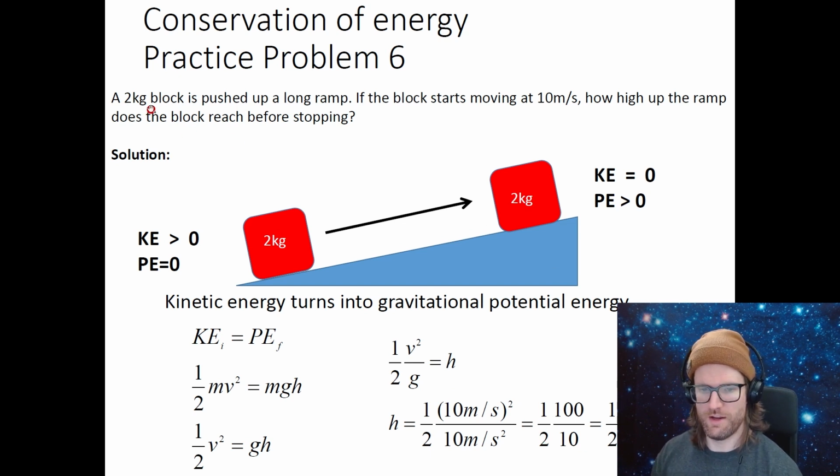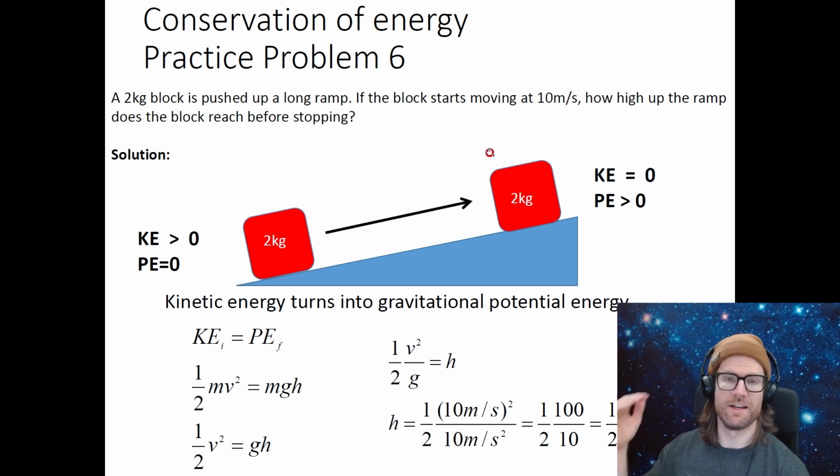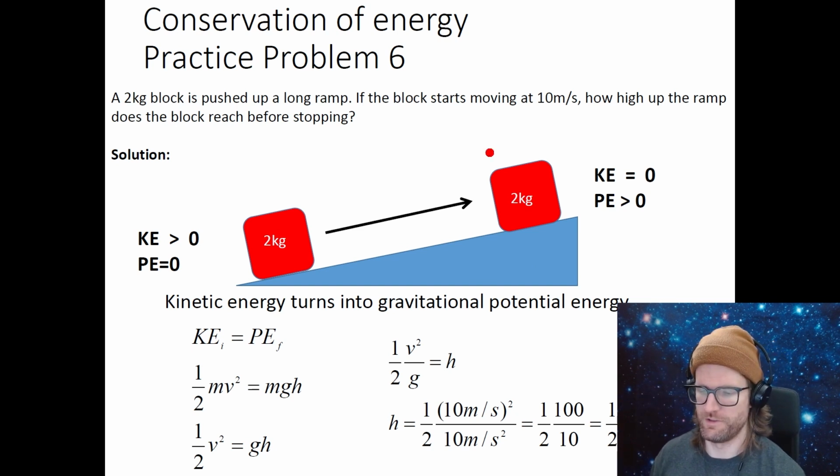So how high does it go up the ramp? 5 meters. So this is 0. If this is 0 meters, this block, at the end, is 5 meters higher than it was. And we can use kinetic energy, potential energy, and conservation of energy to find these answers.